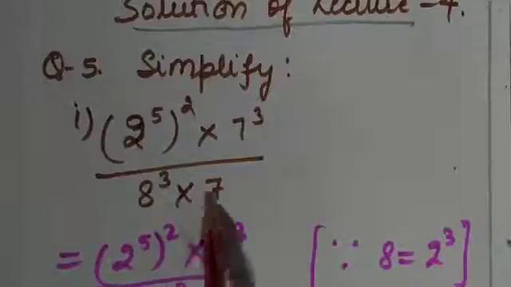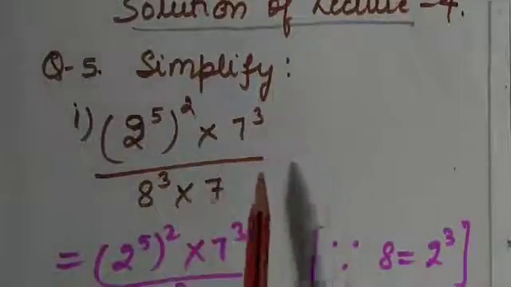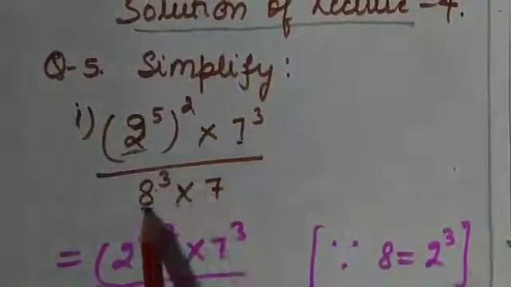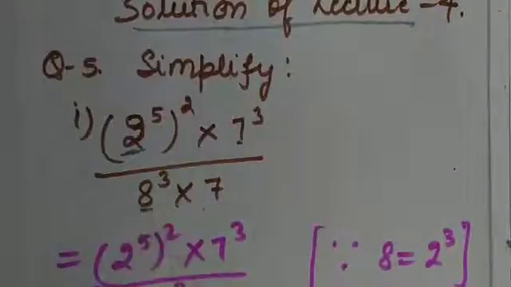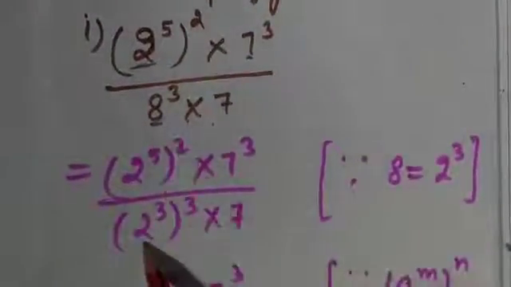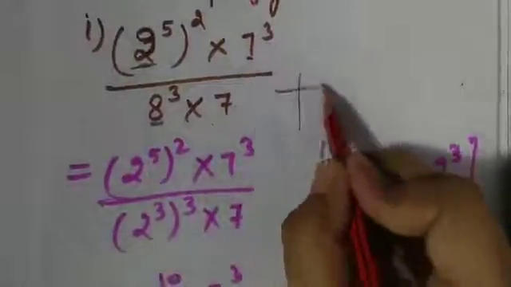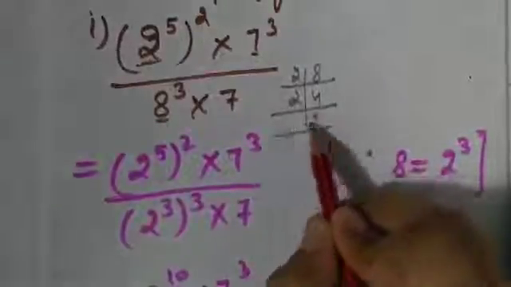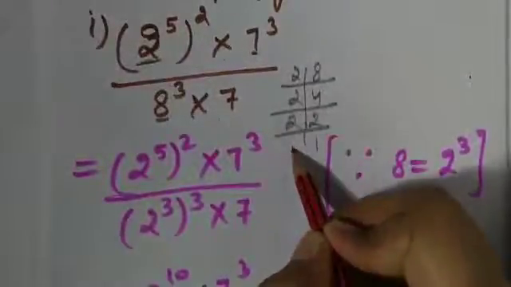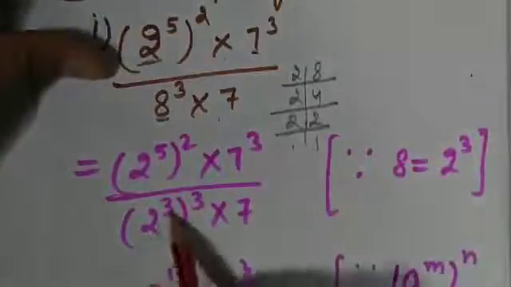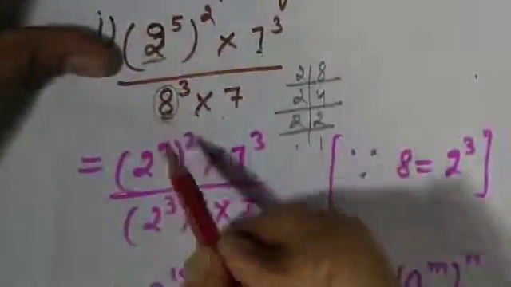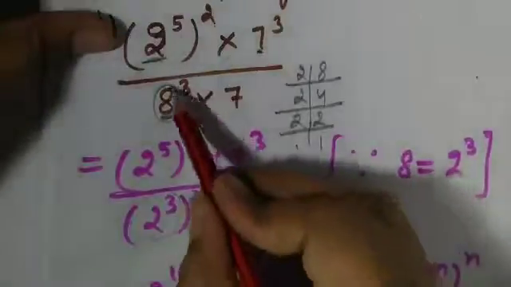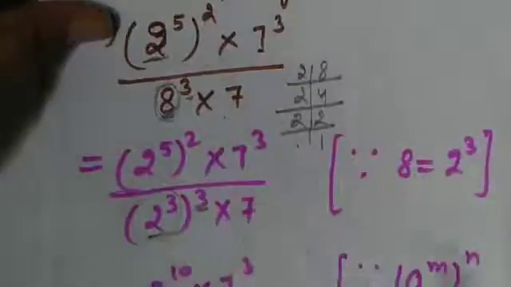First step, you have to express each number in the powers of prime. Here this is a prime number, this is also a prime, and this is not a prime number. So I will express this number in the powers of prime. 8 can be written as, how will you express this? You have to take the prime factorization. Its prime factorization is 2 raised to the power 3. It means 8 can be written as 2 raised to the power 3. So in place of 8, I have written 2 raised to the power 3, and this power remains the same, into 7.